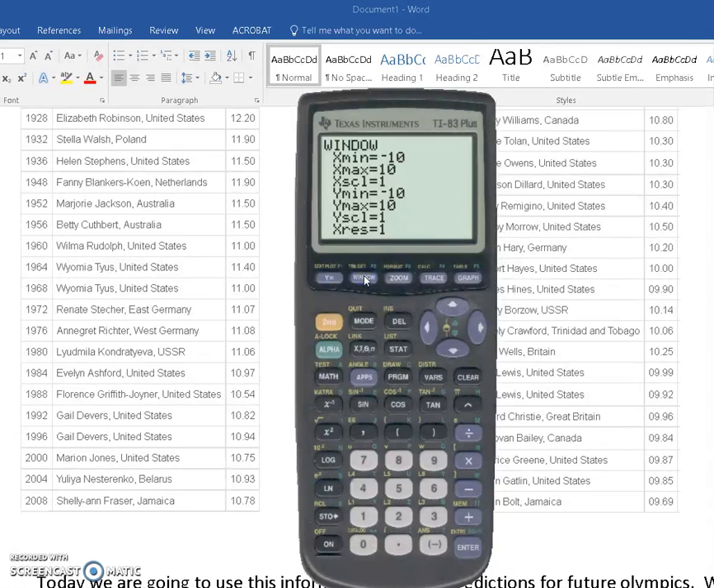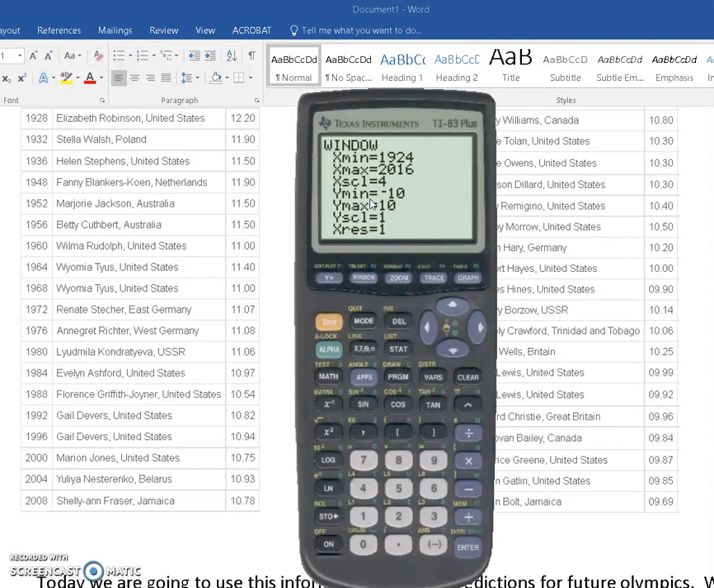But the other thing that I want to do is change my window. So if you click on the window button, our x values, which are our years, start at 1928. But I'm going to go ahead and start mine at 1924. And my maximum X value is 2008, but I'm going to go up to 2016. My scale is going to be, let's say, every 4 years.